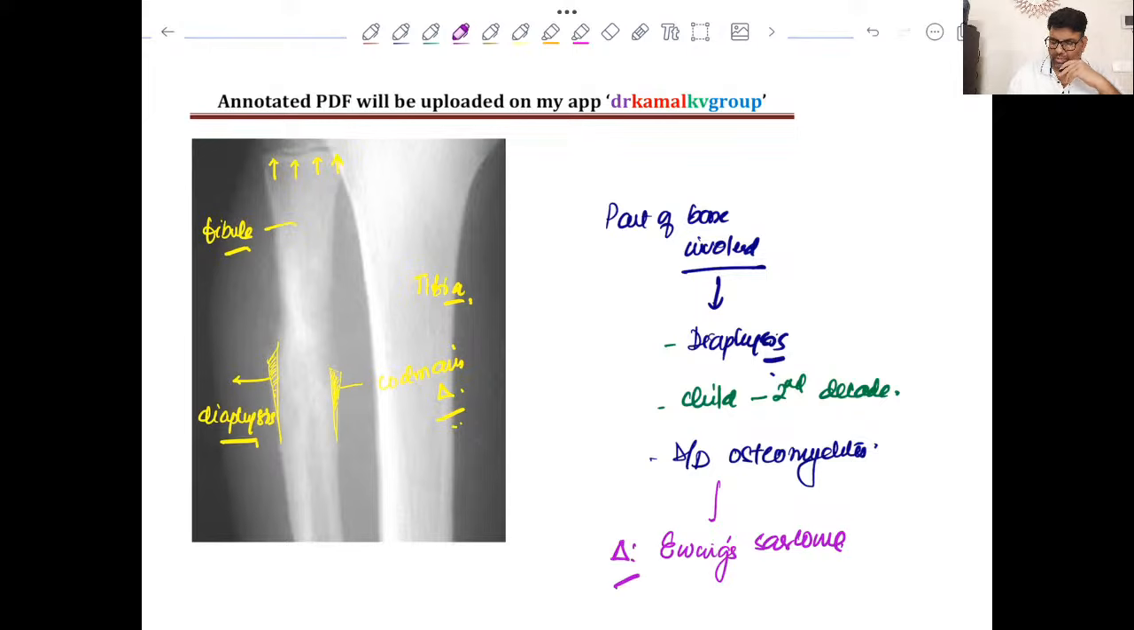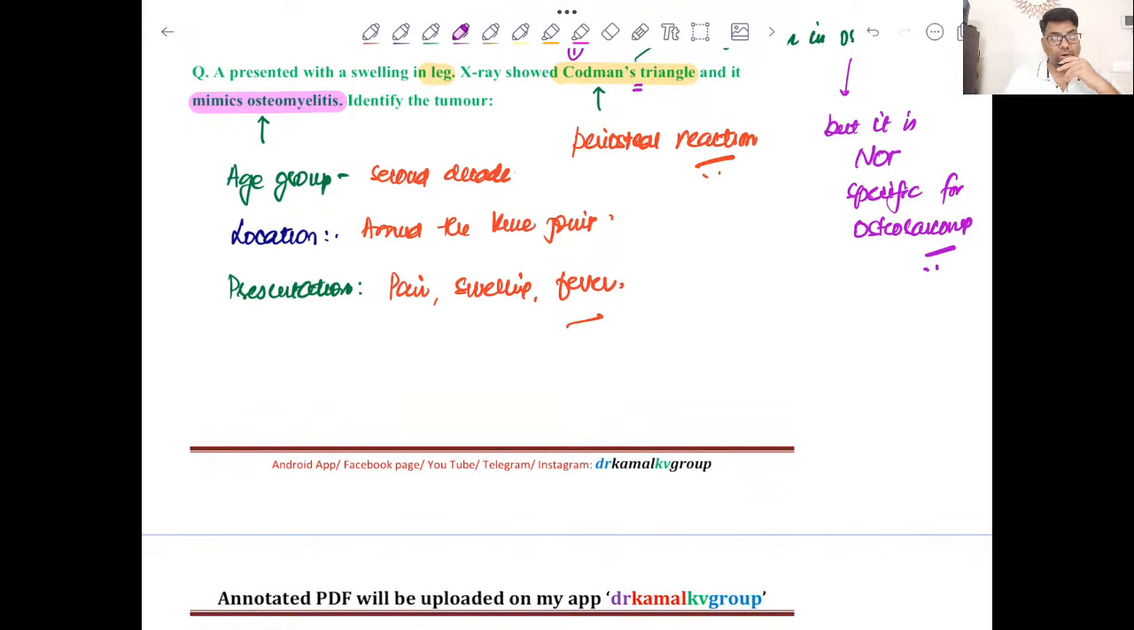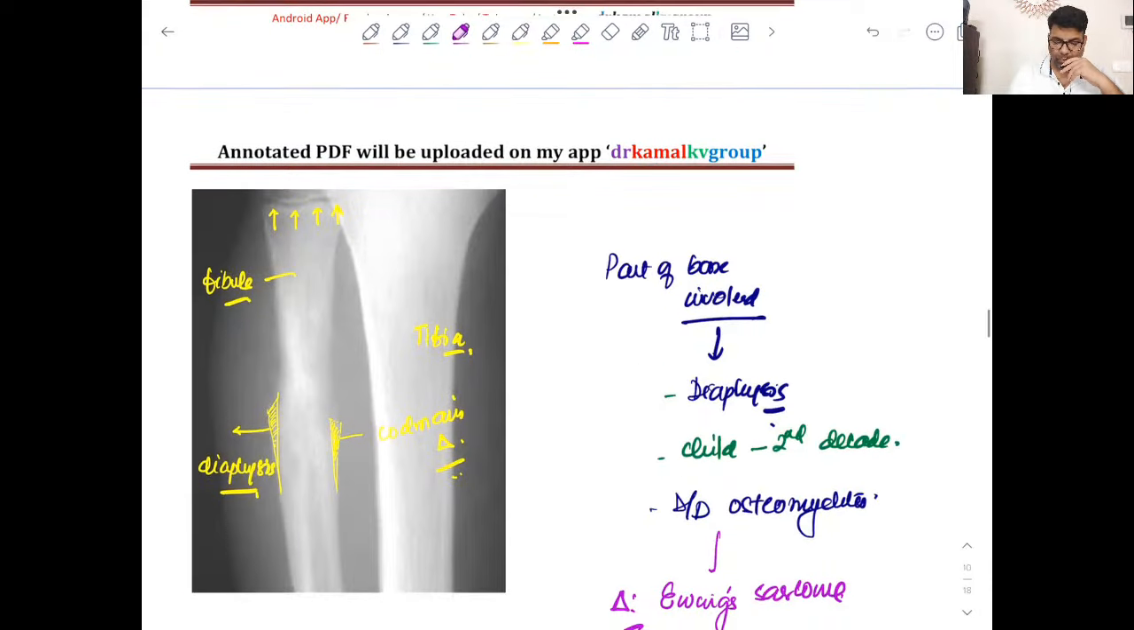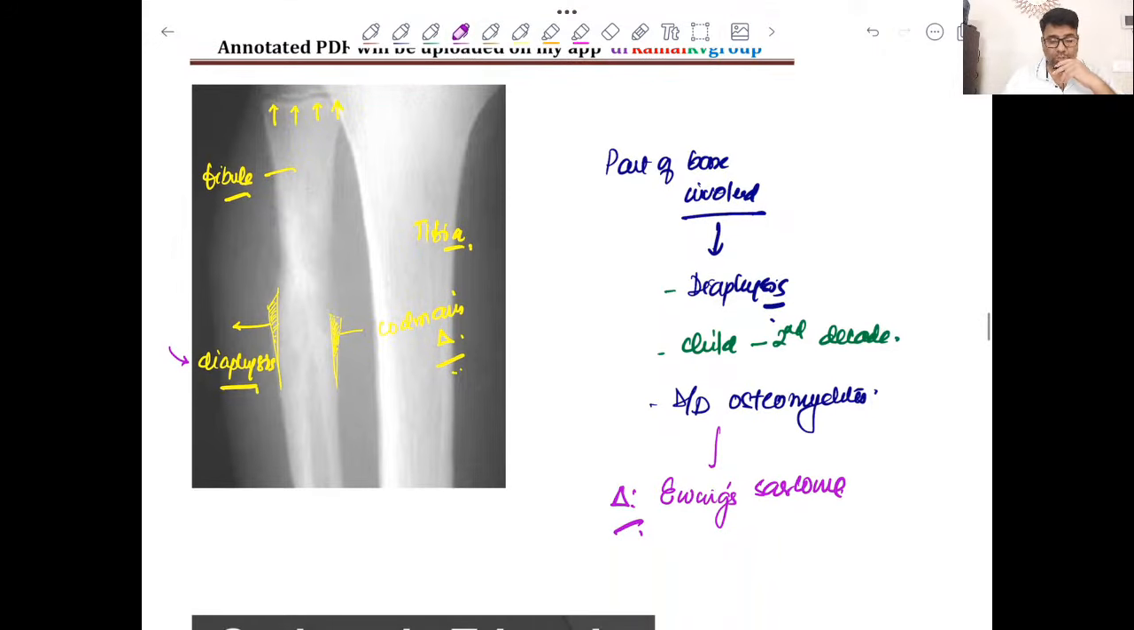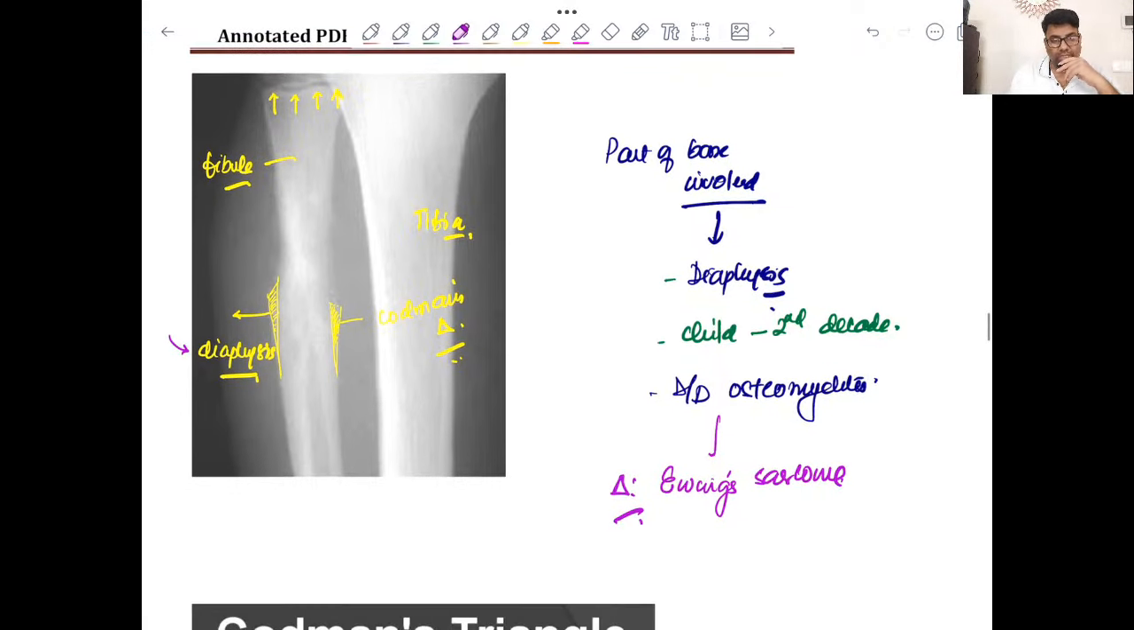Clear? So the answer for this particular question is Ewing's sarcoma and not osteosarcoma, because the point which goes against the possibility of osteosarcoma is of course the location of the tumor, which is the diaphysis here. Just because of this simple thing, the answer has changed. Had it been in the metaphysis, obviously I would have gone for osteosarcoma, but this is a diaphyseal entity which is in the differential diagnosis of osteomyelitis.